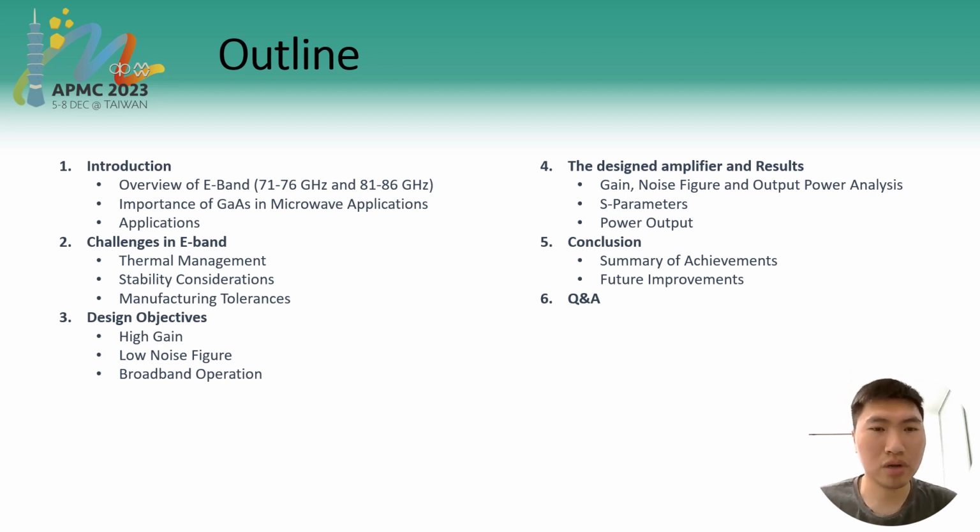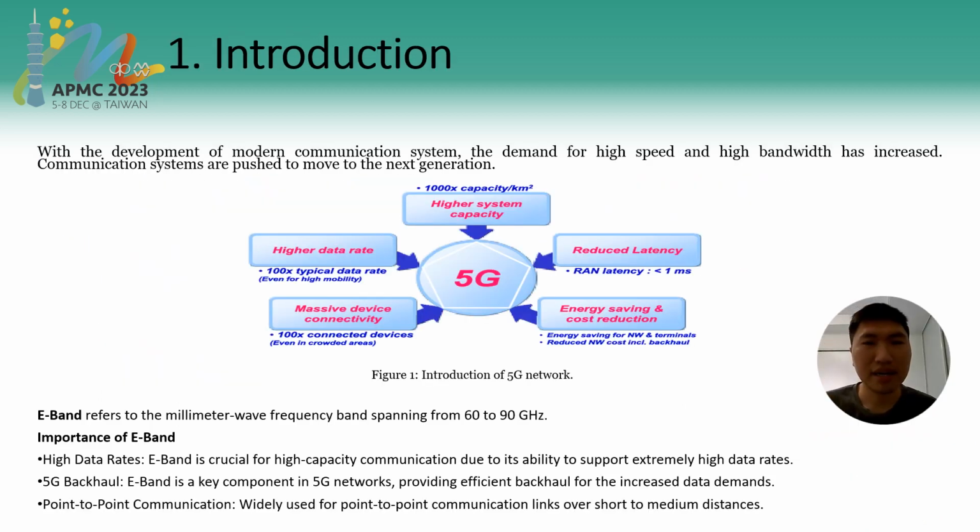First, we go through the introduction of E-band and gallium arsenide and its application. Secondly, there are some challenges in E-band. Thirdly, the design objective. And the next section is my amplifier design and its result. Then the conclusion, and finally the question and answer section. Let's dive into the first section, introduction.